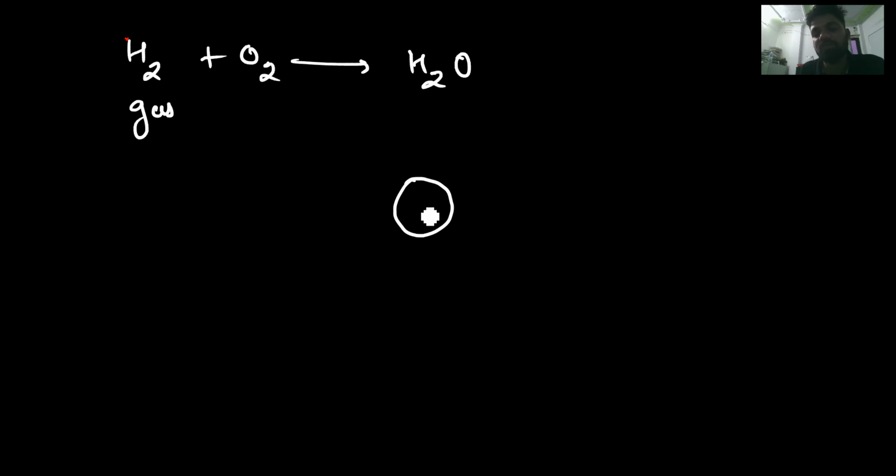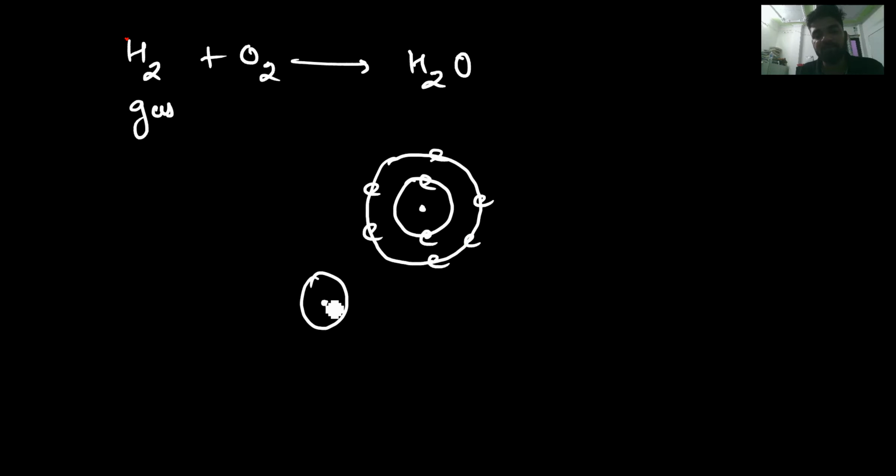Okay, this one is the oxygen atom that is going to have 2 electrons in the first shell and 6 electrons in the outermost shell: 1, 2, 3, 4, 5, and this one is 6. And the hydrogen atom is going to have only 1, and that is also going to have only 1.